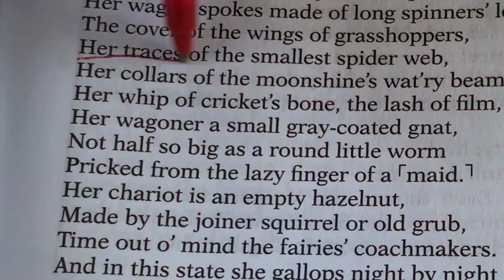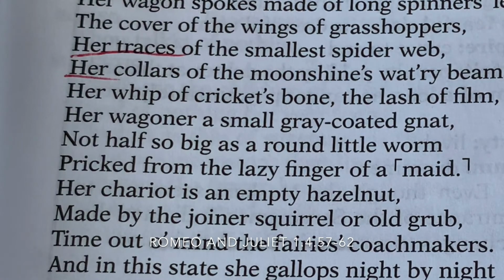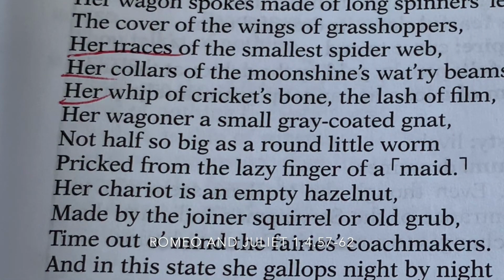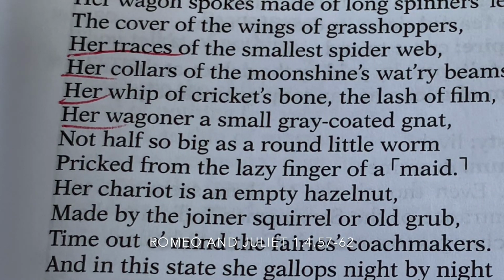There are also some figures that organize repetition along the edges of the lines. So the first one is the most famous. It's anaphora, that repeats a word or phrase at the beginning of two or more lines. Her traces of the smallest spider web, her collars of the moonshine's watery beams, her whip of cricket bones, the lash of film, her wagoner of a small grey-coated gnat.